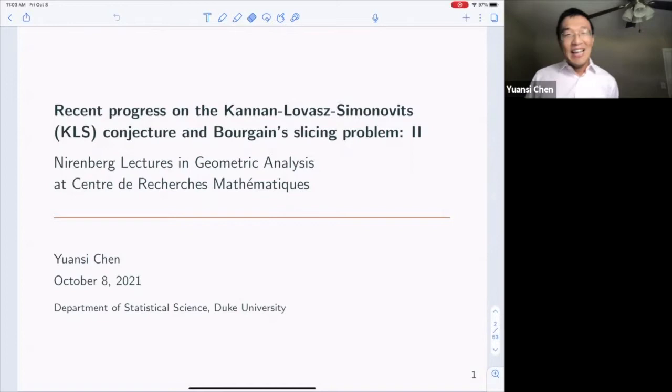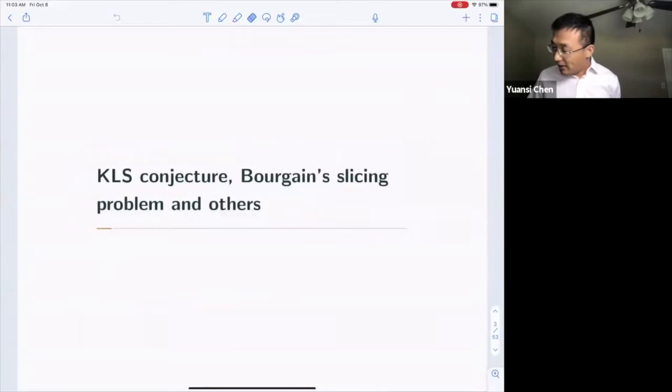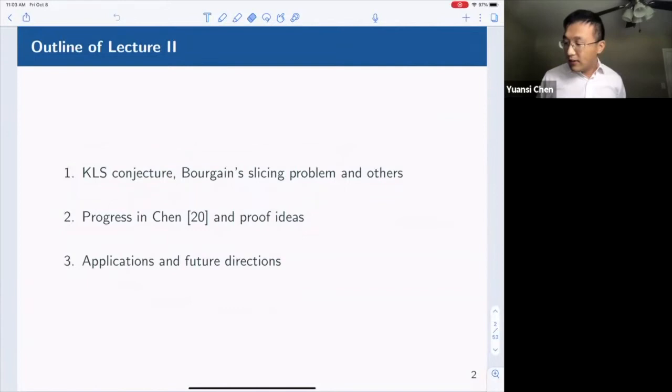Today, I'm going to present lecture two on the recent progress on the KLS conjecture and Bourgain slicing problem. The lecture will be divided in two parts. We'll continue to discuss the KLS conjecture and try to relate it to other conjectures like the Bourgain slicing problem and the Stingshaw conjecture that Boas already presented. Then we'll try to finish the proof in our 2020 paper and present the proof ideas.